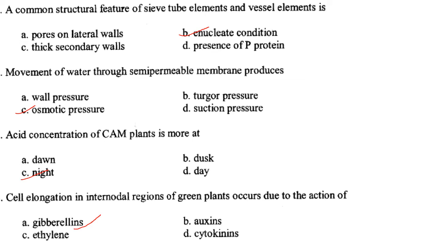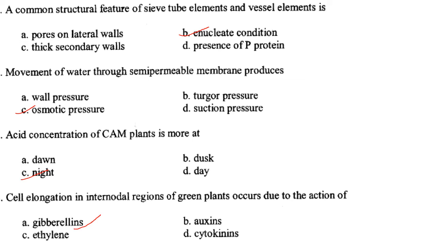At night, CAM plants open their stomata, allowing carbon dioxide to diffuse into the leaves. This carbon dioxide is fixed into oxaloacetate by the enzyme PEP carboxylase that is converted to malate or other organic acids. Hence, the concentration of organic acid increases at night. During the daytime, these organic acids are broken down to release carbon dioxide which enters the Calvin cycle. So answer is option C.